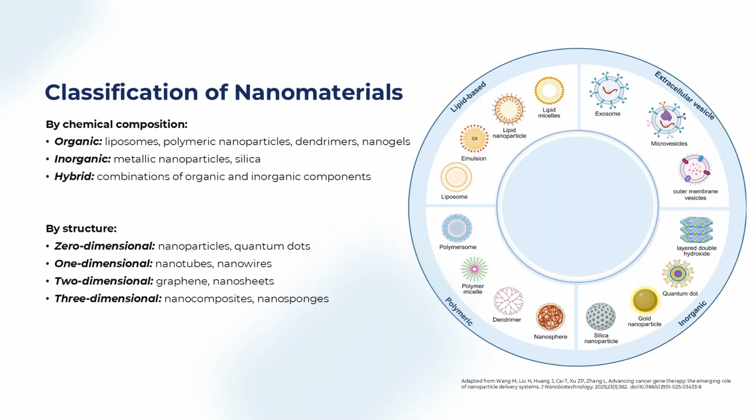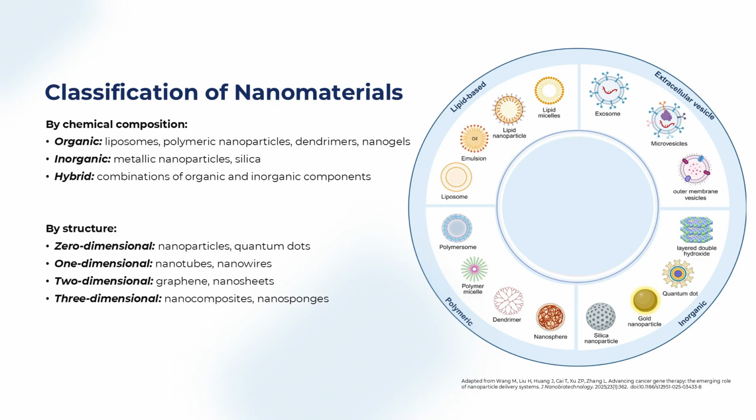If we would like to classify the nanomaterials, there will be a few classifications. First, we can do it according to the chemical composition. All nanomaterials then can be divided into three main groups: organic, inorganic, and hybrid. To organic, we can include liposomes, nanogels, or dendrimers. To inorganic, metallic nanoparticles, metal oxides, carbon nanotubes. Hybrid is the combination of organic and inorganic components.